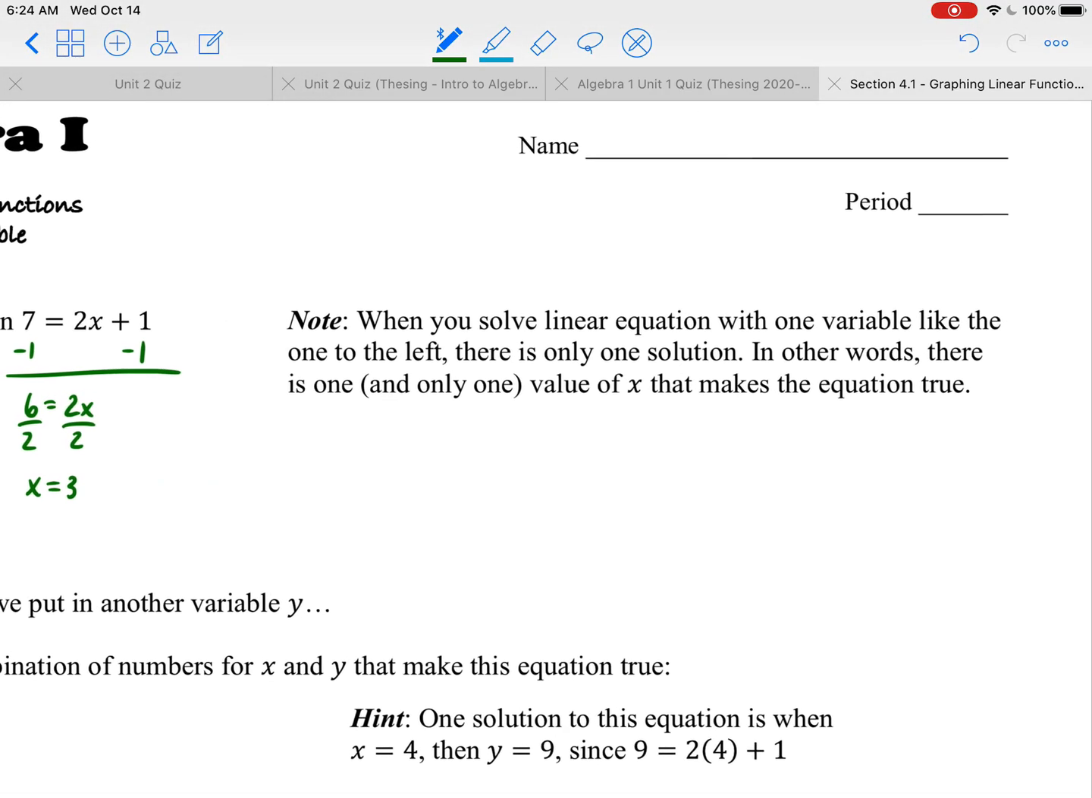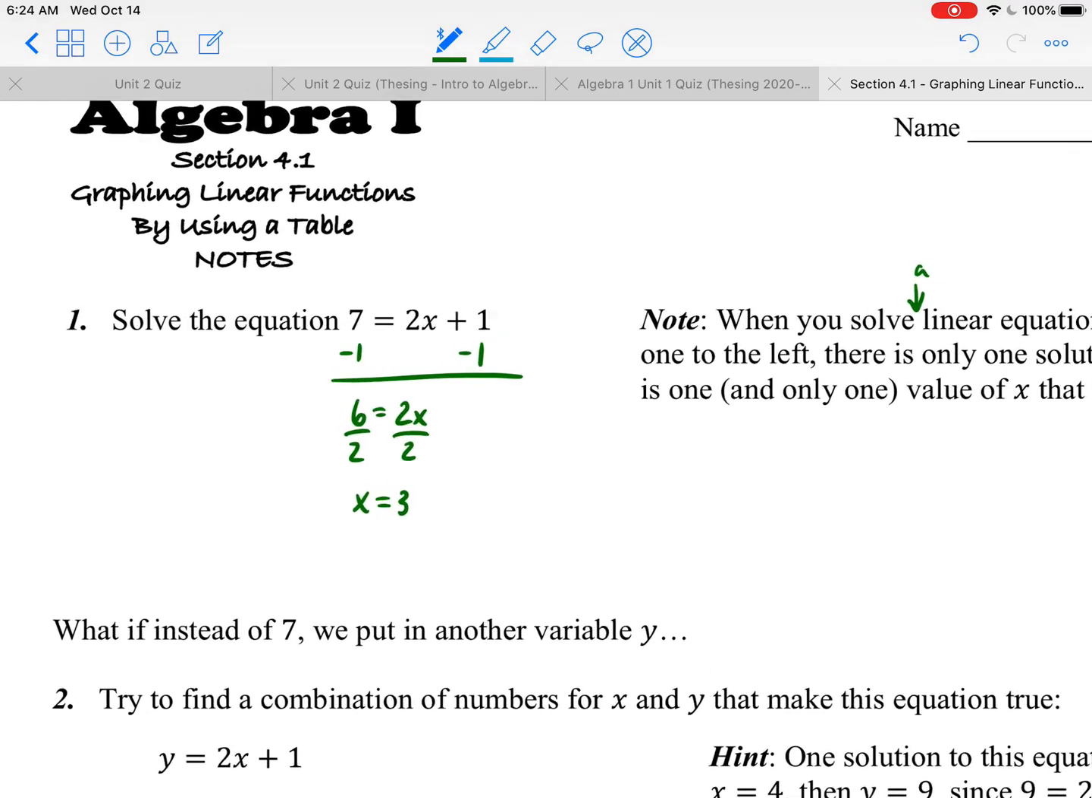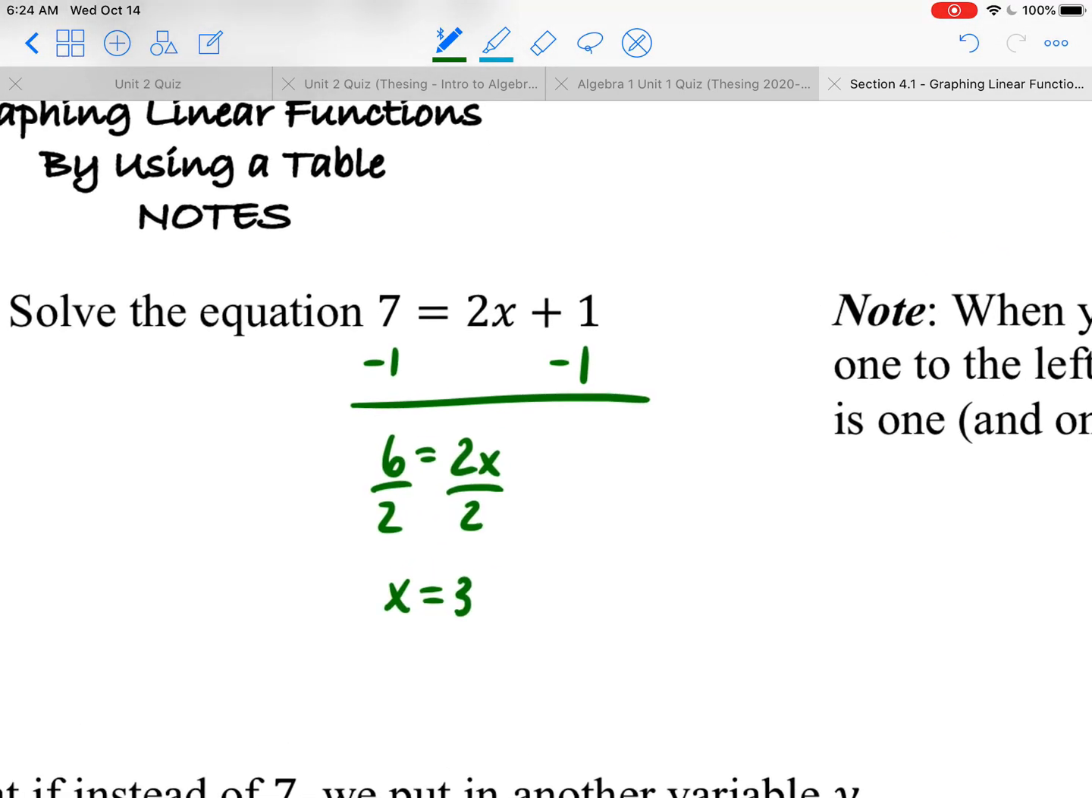And there's a little note here. It says when you solve a linear equation with one variable, like the one to the left here, there's only one solution. In other words, there's one and only one value of x that makes the equation true. So in this scenario, the only number for x that would make this equation true is if you put a 3 in there. That's what it means to be a solution, right?